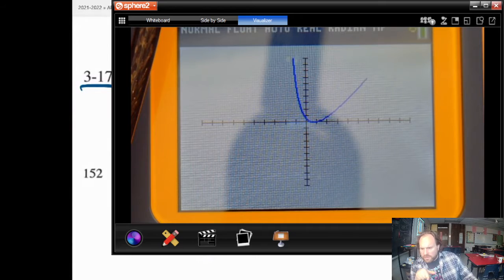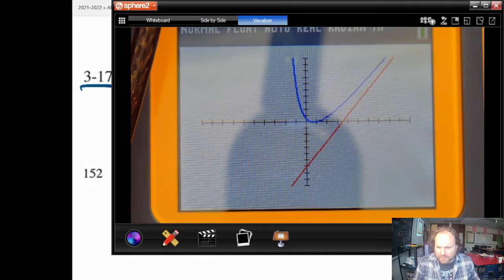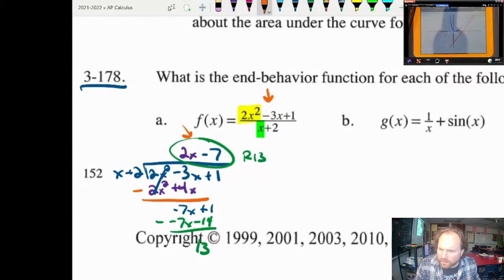We're not going to see the bottom half of it, I think. But then 2x minus 7 is going to come through here and do the end behavior function. So you don't see it nicely on this graph so much, but that's what's going on there. There's going to be a slant asymptote there.